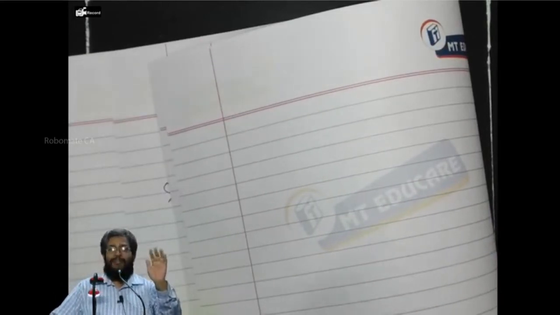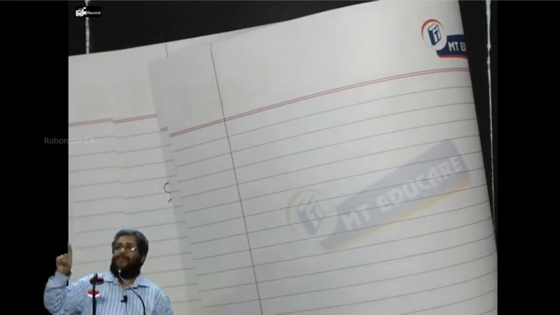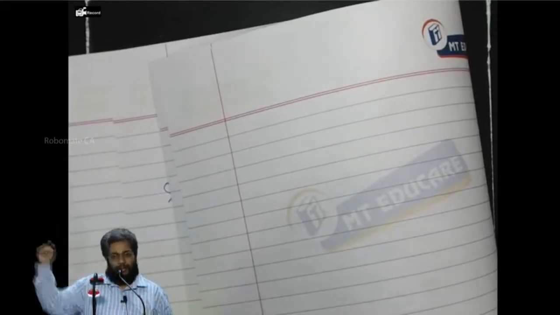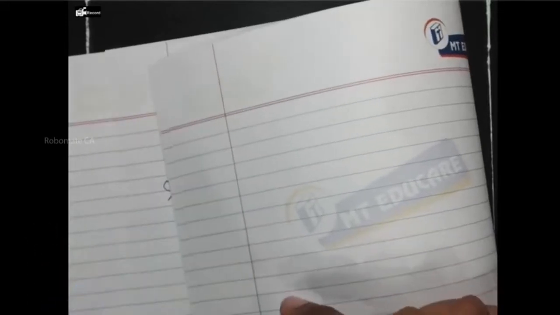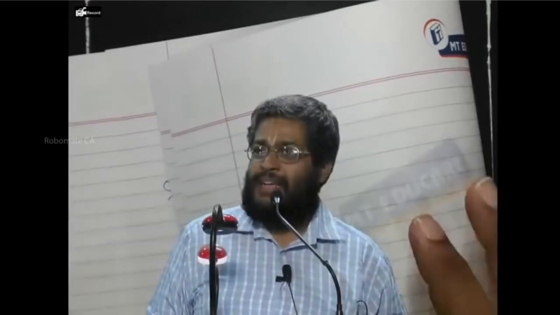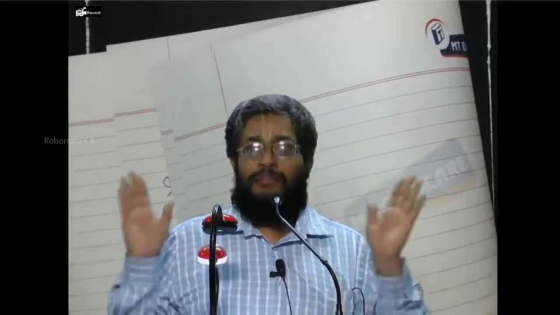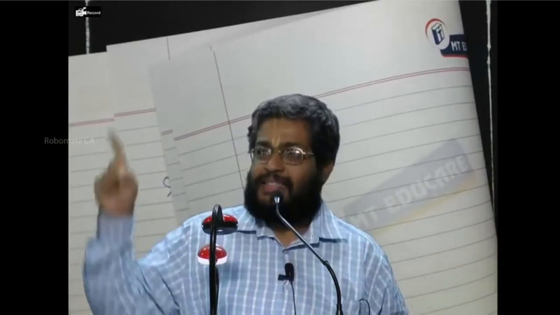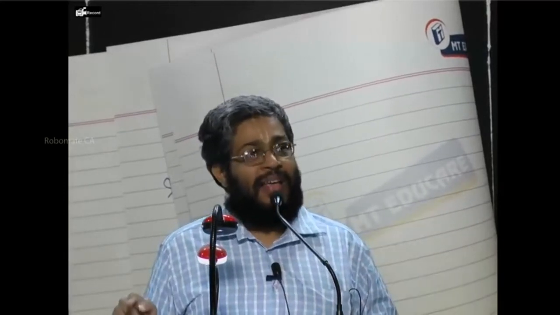First, sigma xy minus next is what? N x bar y bar divided by sigma x square minus n x bar the whole square. Second formula, beta is equal to n sigma xy minus sigma x sigma y divided by n sigma x square minus sigma x the whole square.